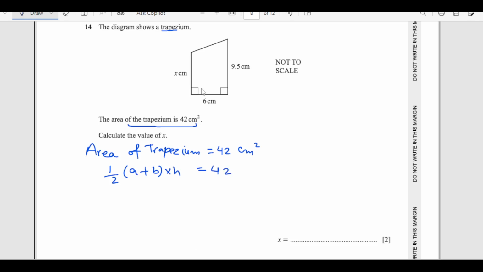So, parallel sides, as you can see, this is parallel to this side. So, this is our A, and this side is our B. Okay. So, half, then A is x and B is 9.5, and height is the side that joins both parallel sides. So, this is our height. Actually, you see the trapezium is like this. If we take it like this, then you have these two parallel sides. So, then this one, height, is 6 centimeters and this is equal to 42, right?